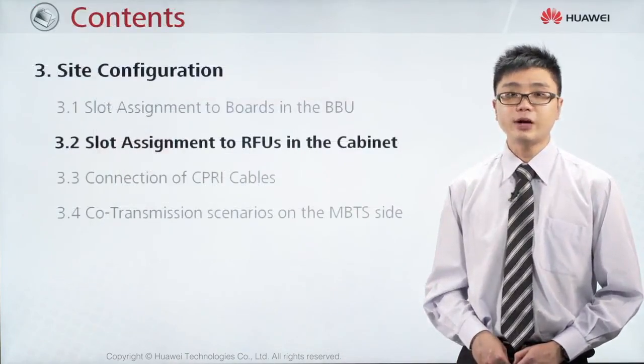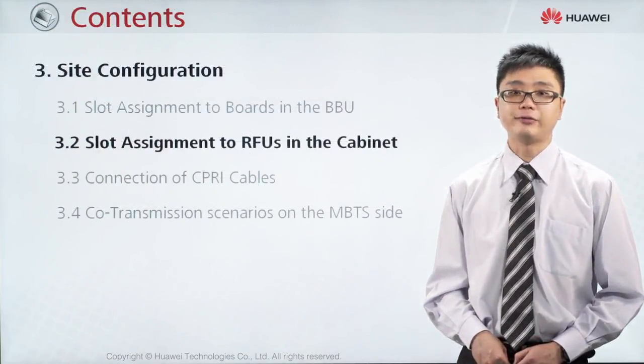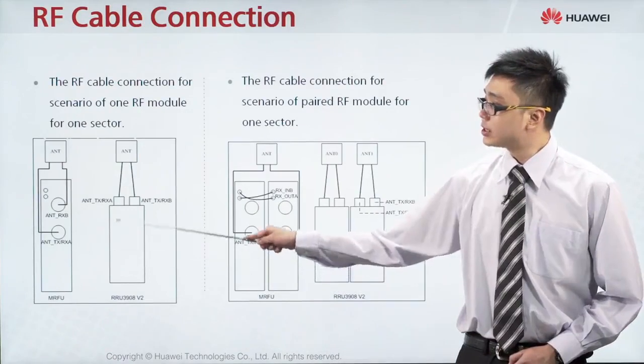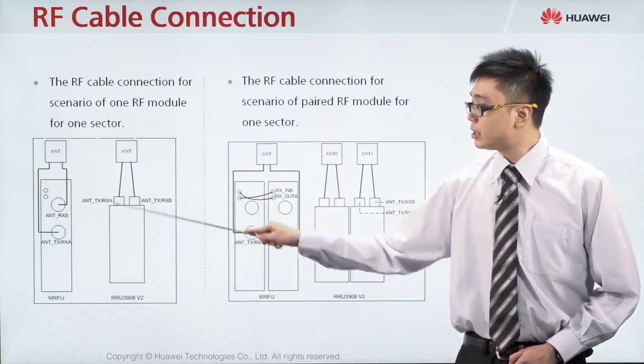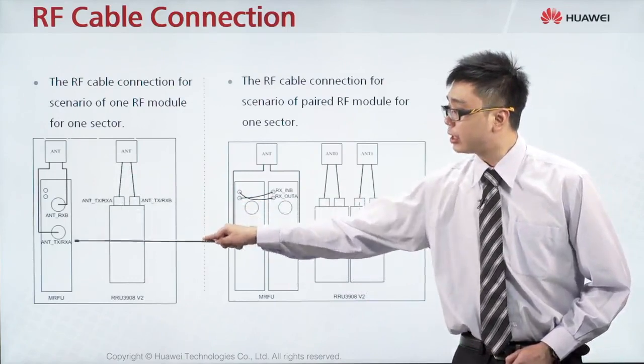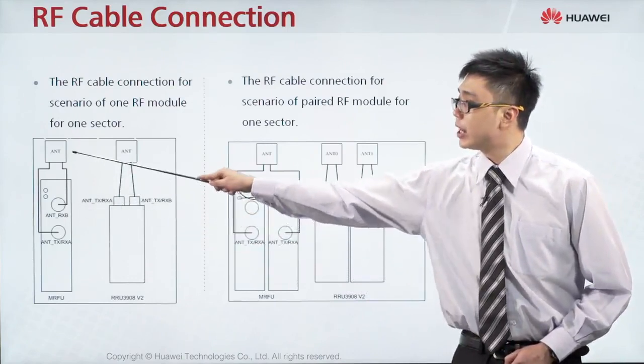The next part we're going to look at is the slot assignment for the RF. Now, look at the slide here. This one is the RFU, whereas this part is the RRU. Notice that the RFU has two ports. The two ports here are connected directly to the antenna.